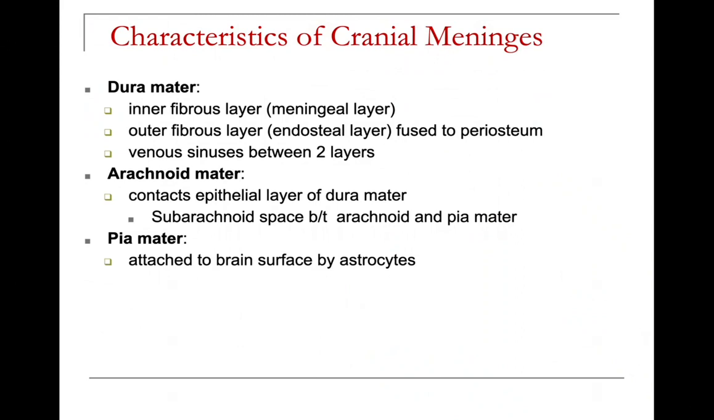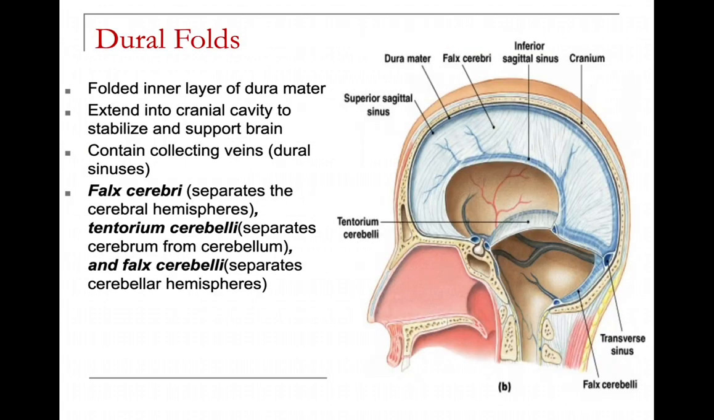So when we look at the Dura Mater, this is the outermost layer. So the inner portion of it is going to have a fibrous layer that's the meningeal layer. The outer fibrous layer is the endosteal layer that's going to fuse to the periosteum that's on the inside of the bone. And then you'll have the venous sinuses between the two layers. The arachnoid mater is going to be in the subarachnoid space between the arachnoid and pia mater. It contacts the epithelial layer of the Dura Mater. And then the pia mater is the innermost layer. It's attached to the brain surface by the astrocytes.